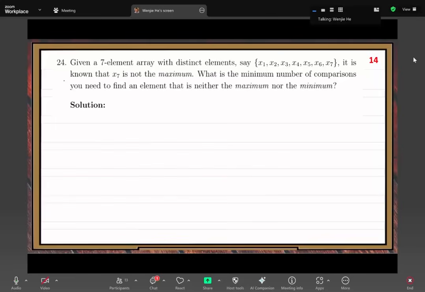All right. Number 24. The answer is 2. Many students give me much more than 2. Non-multiplication comparison: 2 comparisons.